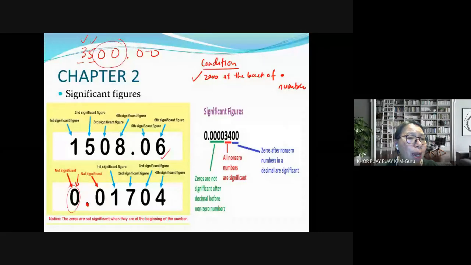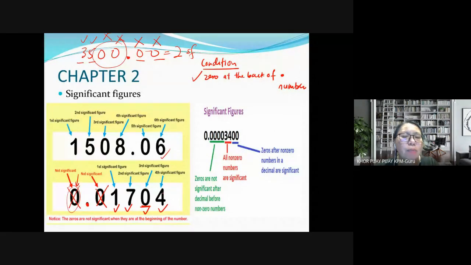Zeros at the back are not counted. 0.00 is also not counted. So you only have two significant figures here. The zeros in front are also not counted. This is counted. The 0 here is in between, remember, in between, so we also count it. The 4 also counts.